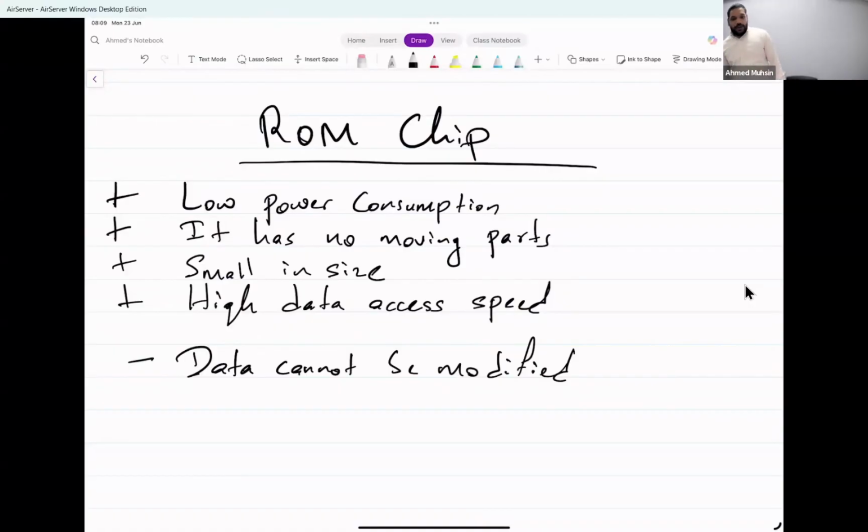So everybody, these are your benefits, okay? But you saw because of a major drawback, the ROM chip is not used, okay? It's used only for BIOS. But then, guys, with the introduction of electrically erasable, programmable, read-only memory, even that disadvantage was taken care of, okay?